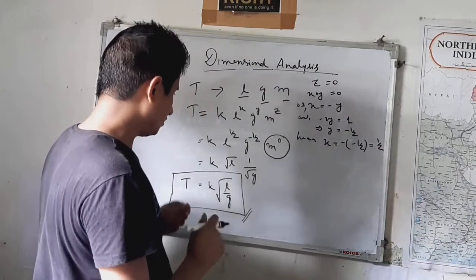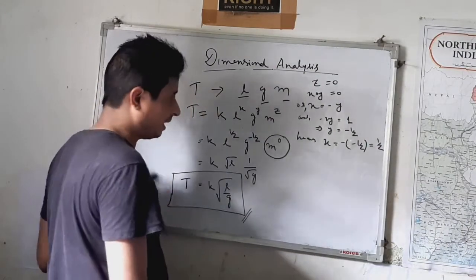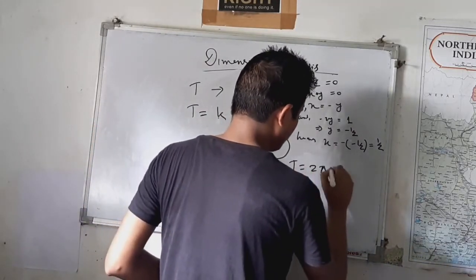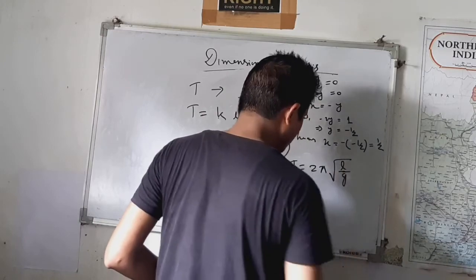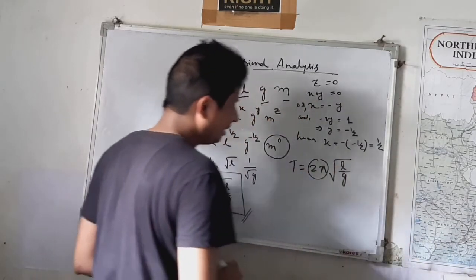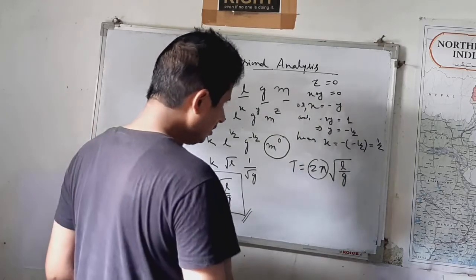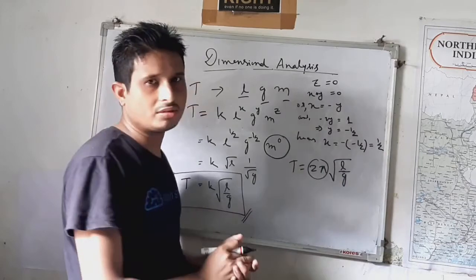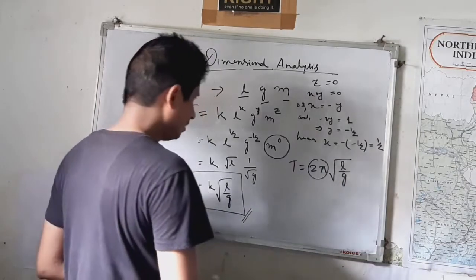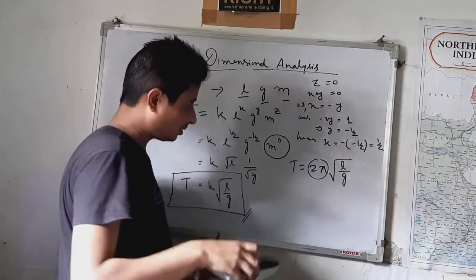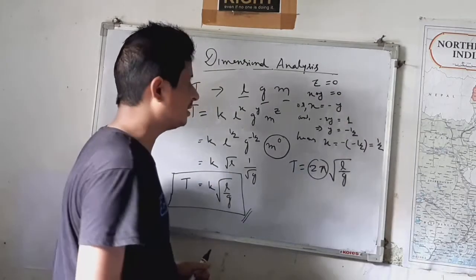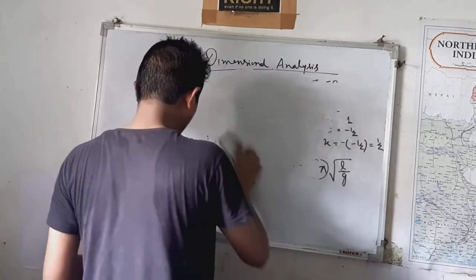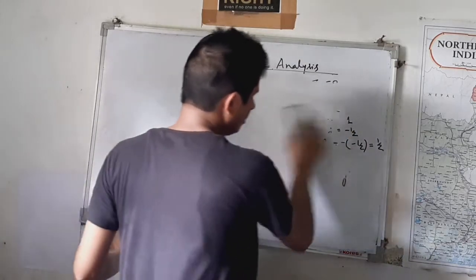Theoretically, it is found that the exact equation of time period of a simple pendulum is T equal to twice pi square root of L by g. Here twice pi is a constant, so it is a dimensionless quantity. So in this way we can express any equation with the help of dimensional analysis.